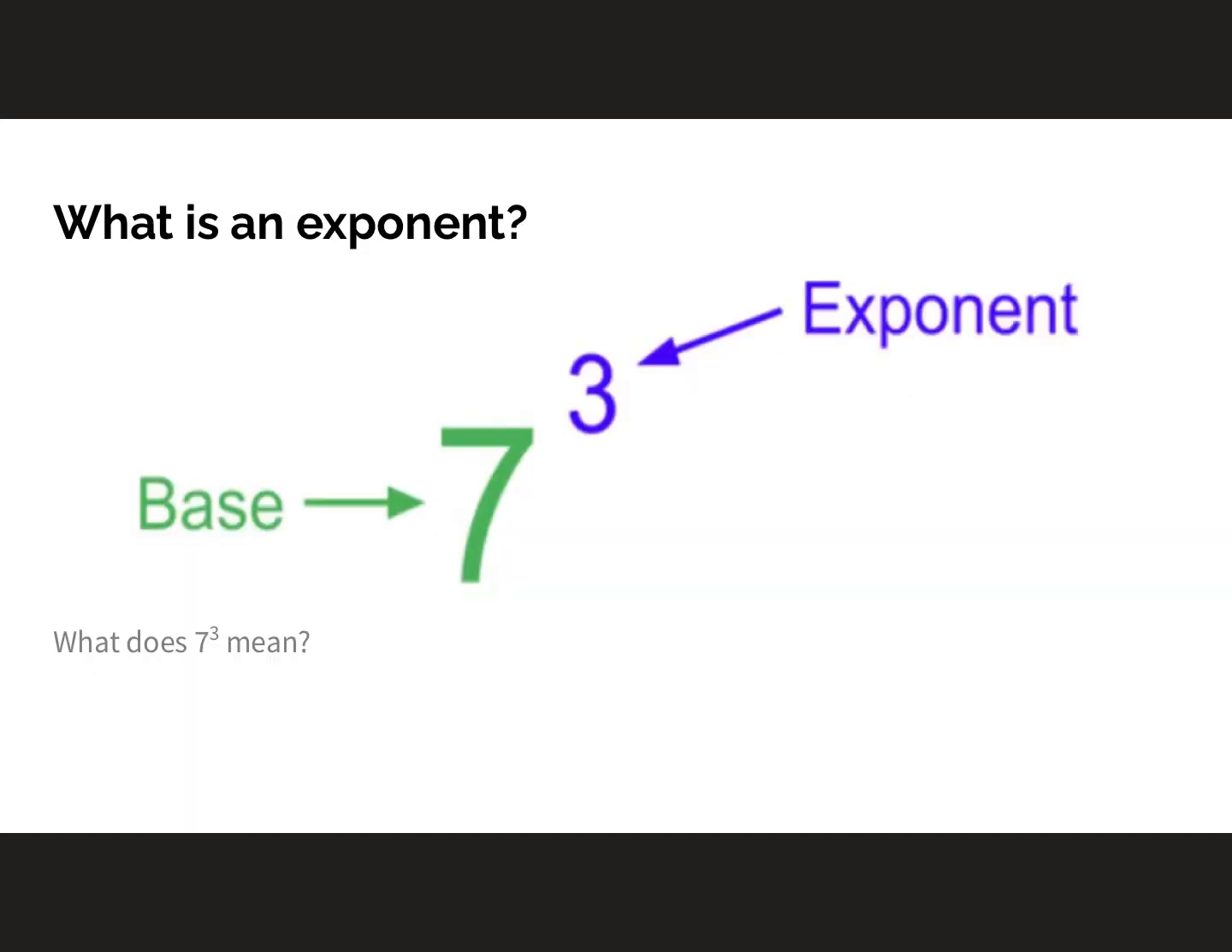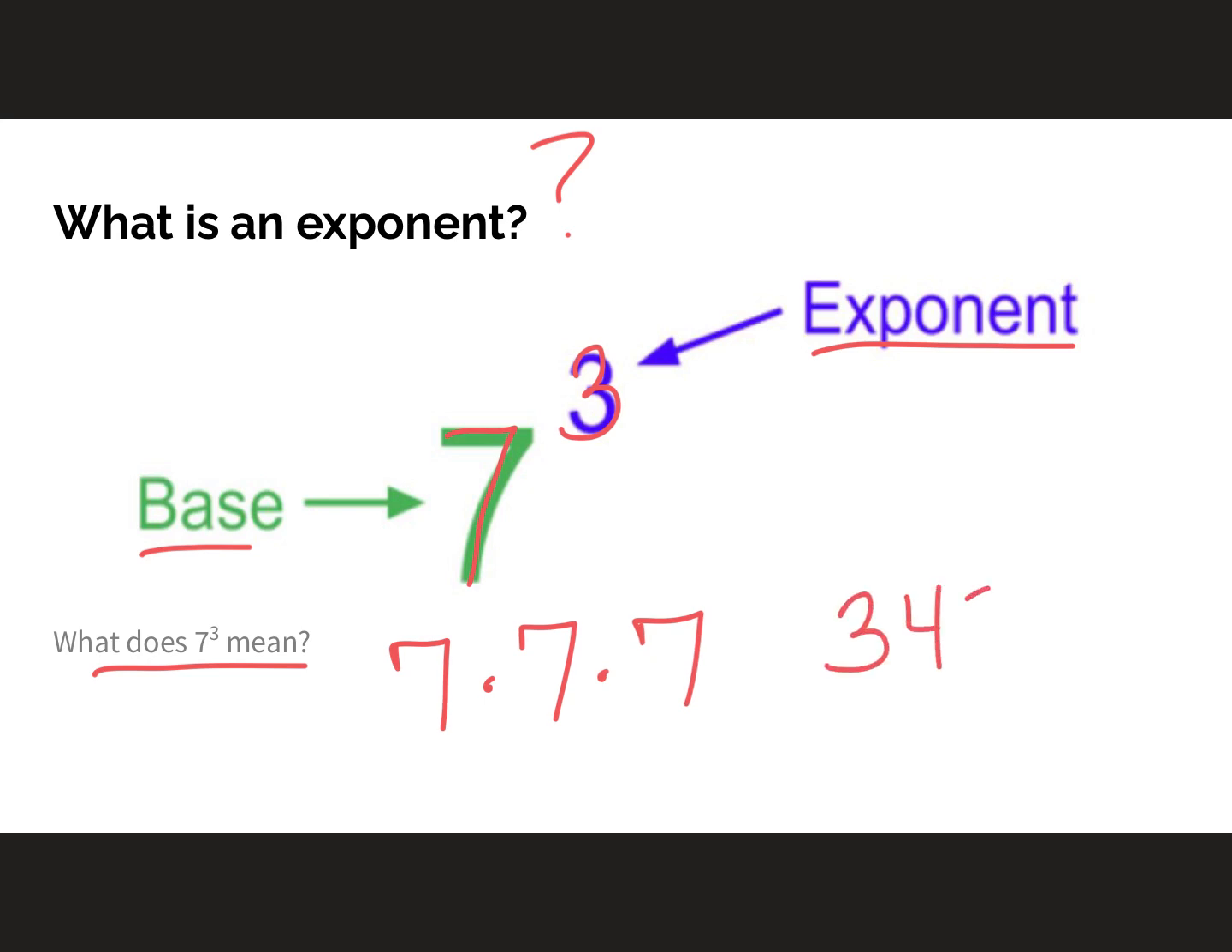So, first thing we talk about is what is an exponent? Well, an exponent is simply a number that has a base and then an exponent. So this is 7 to the power of 3. What does that mean? That means 7 times itself 3 times. It is not 7 times 3. It's 7 times 7 times 7, which is 343. If you put that in the calculator, you'll see that. Same thing with 7 to the third power.